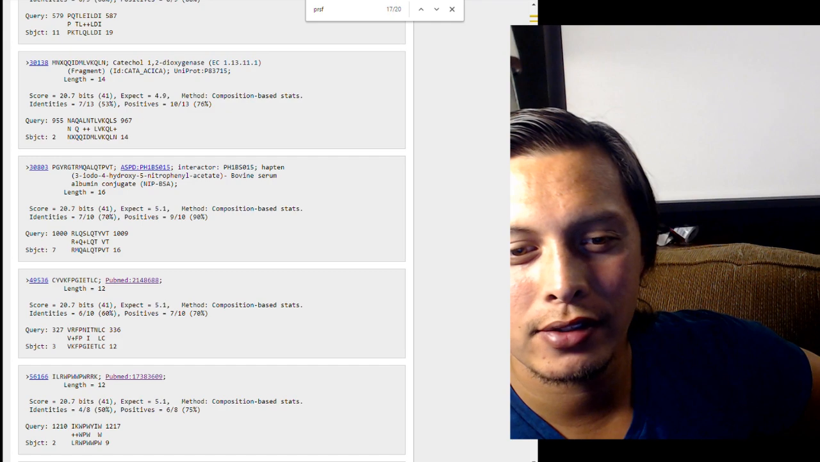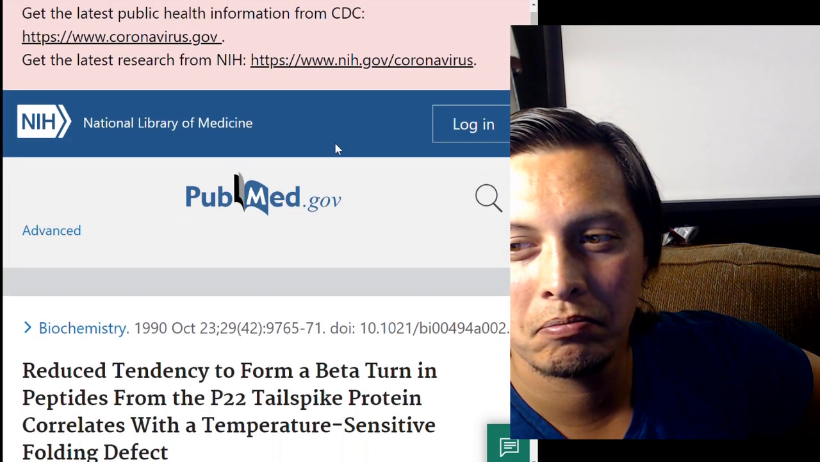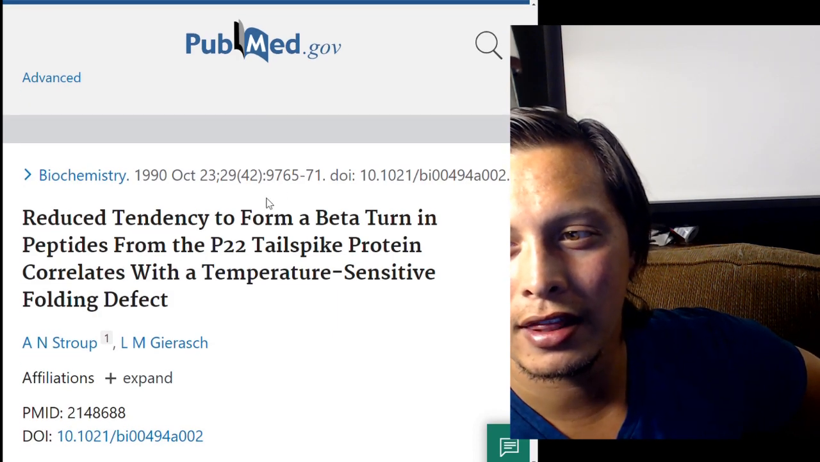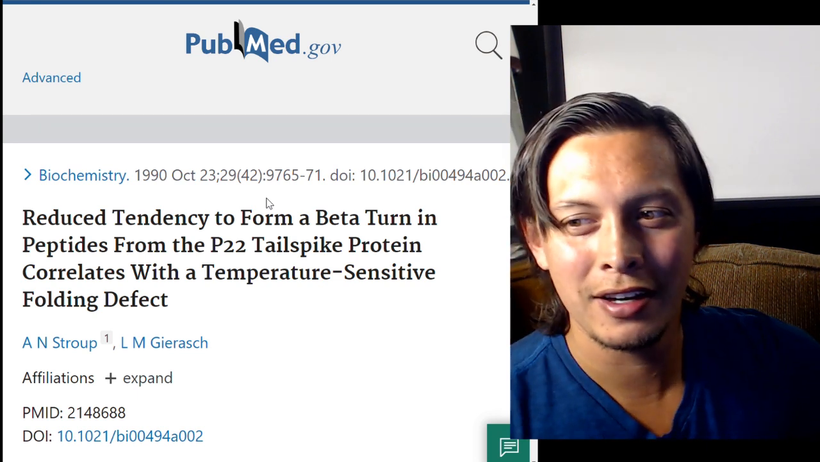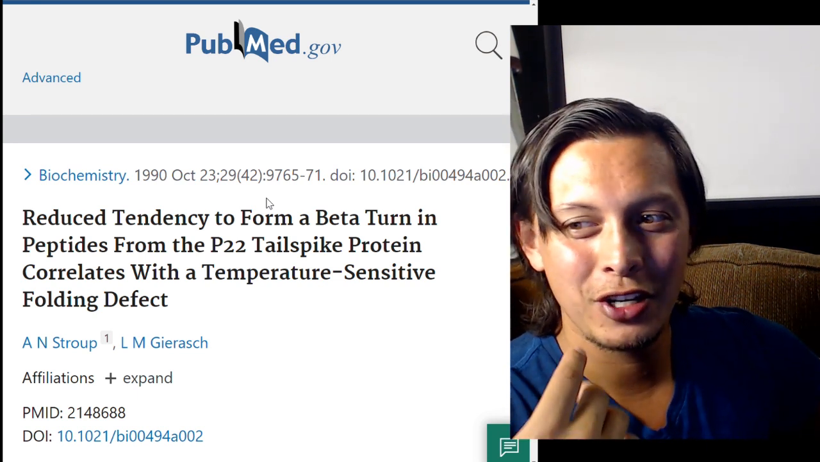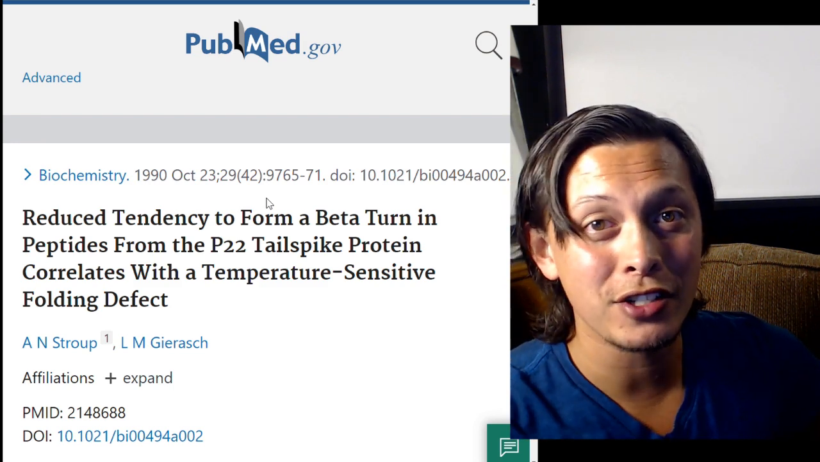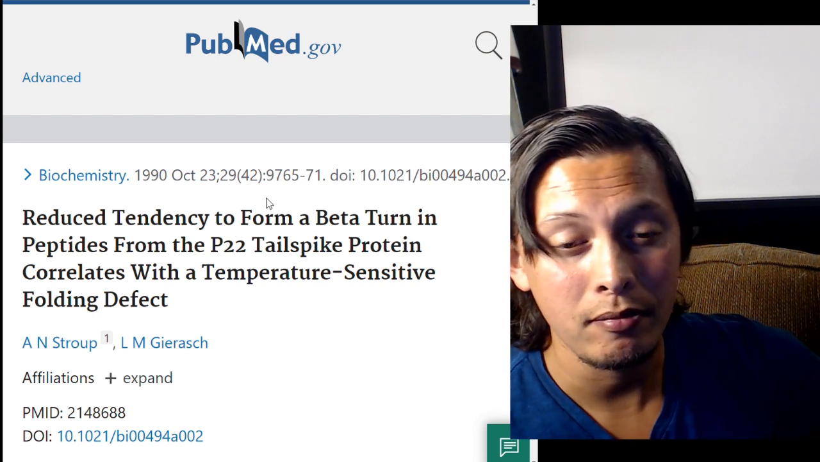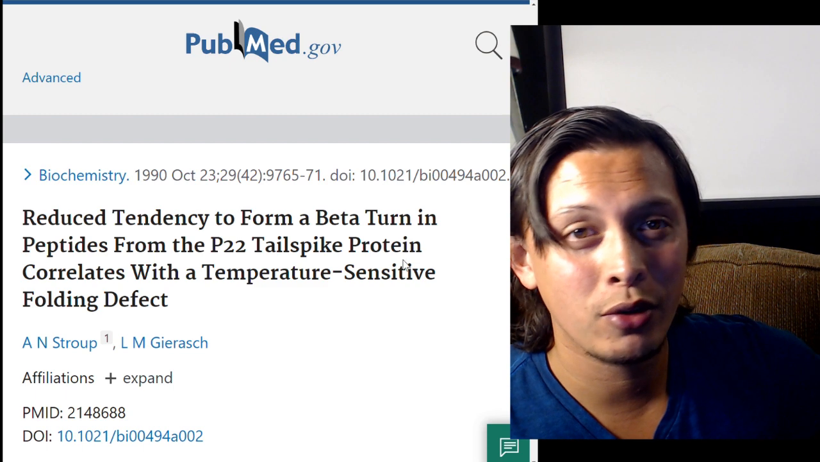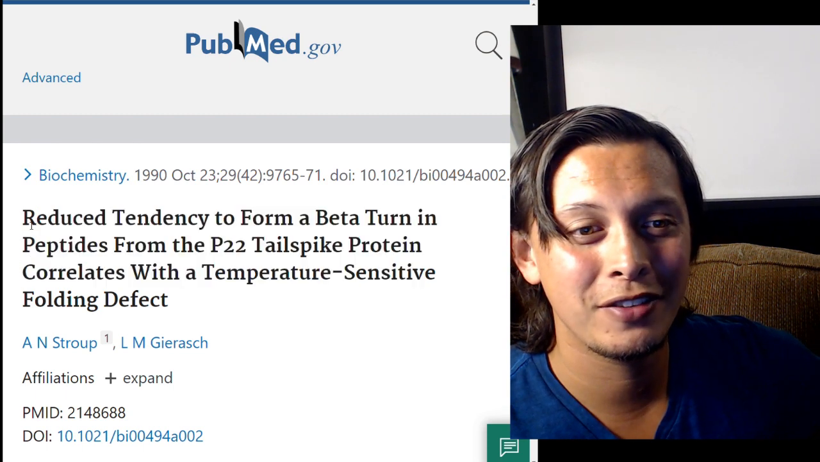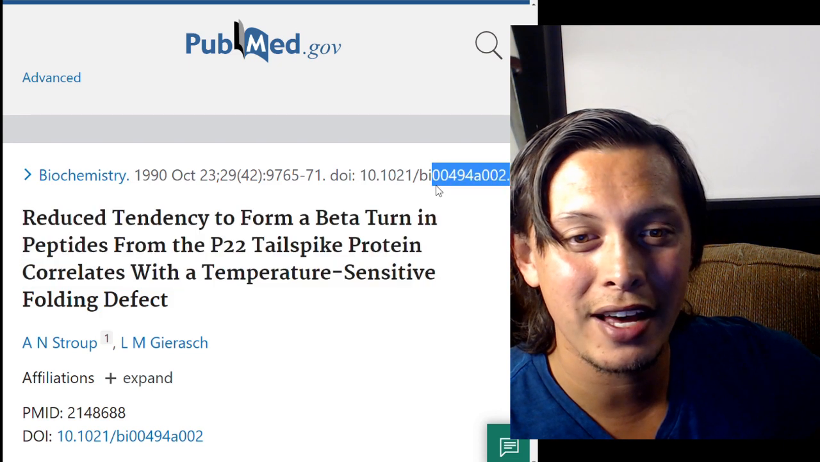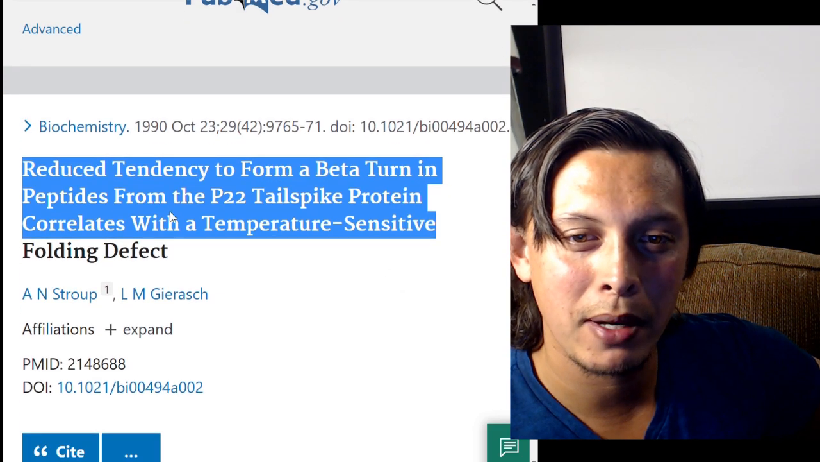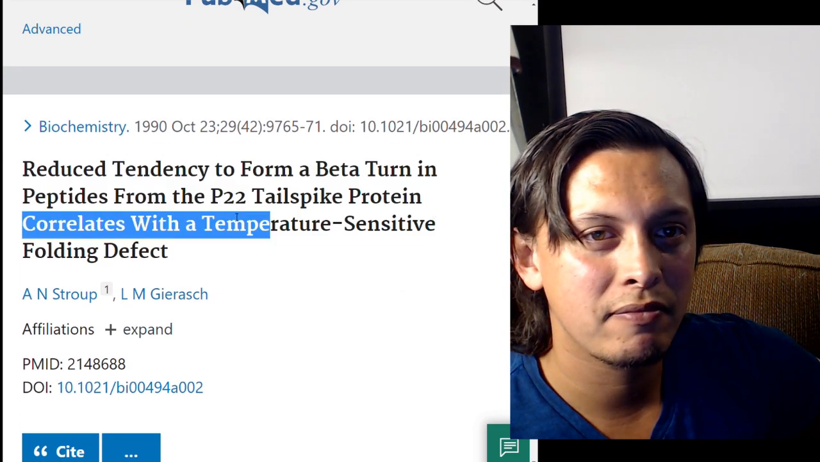So as you go through these things, you could be digging nowhere. That's one of the things about bioinformatics, you might not actually be finding anything, right? You could just be going through a bunch of crap, because biology is a very messy and very noisy study. But so are antibodies, right? So if you're producing antibodies against noisy things, then they might easily cross-react. So reduced tendency to form a beta turn in peptides correlate. Yeah, I'm not interested in that at all.